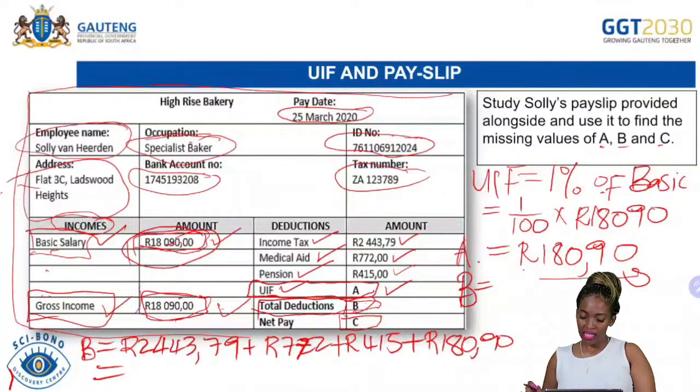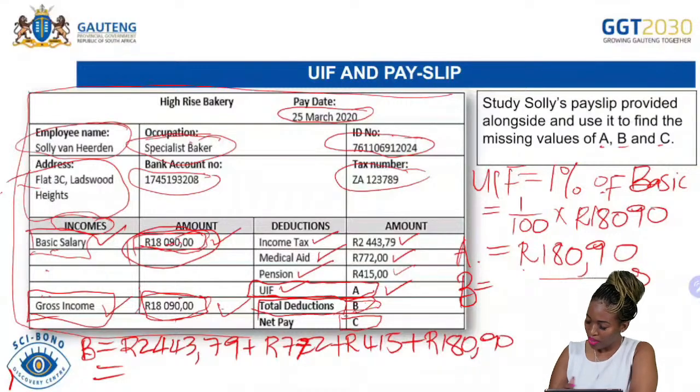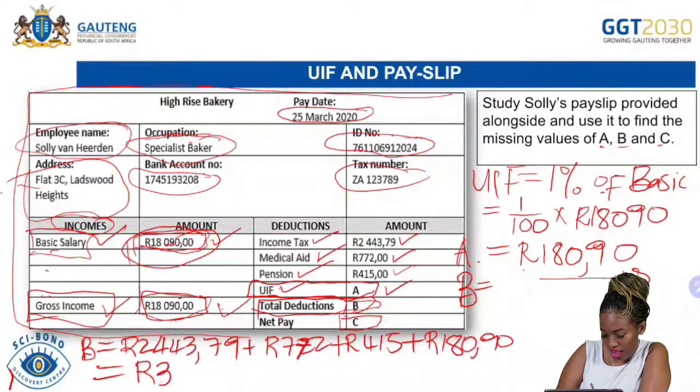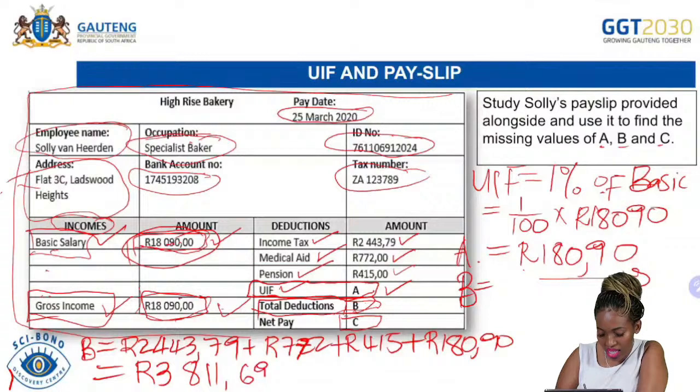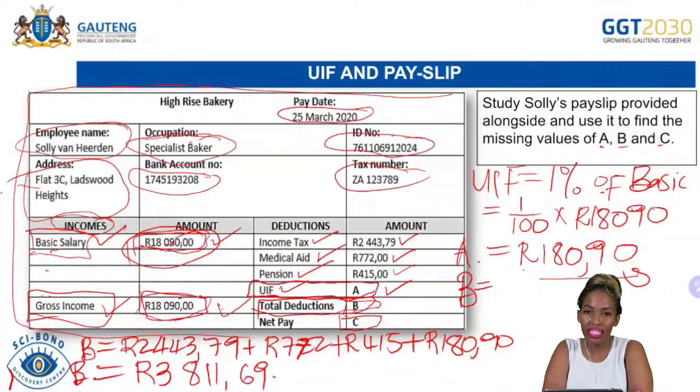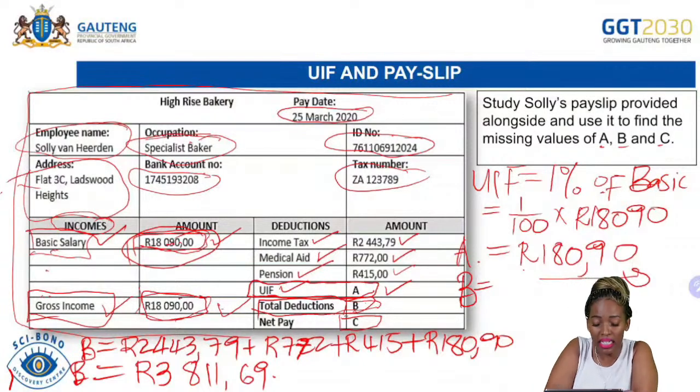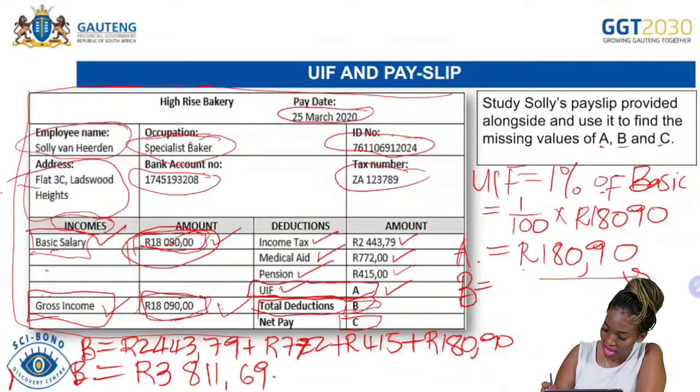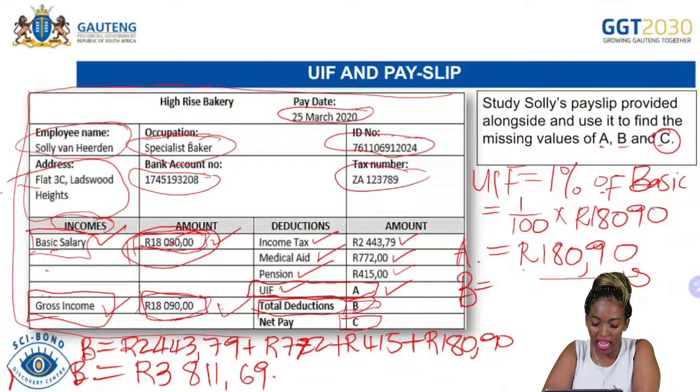It is 2,443.79 plus 772 plus 415 plus 180 and 90 cents. So the answer that we are getting there is 3,811 and 69 cents. So this is the value of B. This is your total deductions. It is 3,811 and 69 cents. Are we done? No, we still have the value of C that we must calculate.